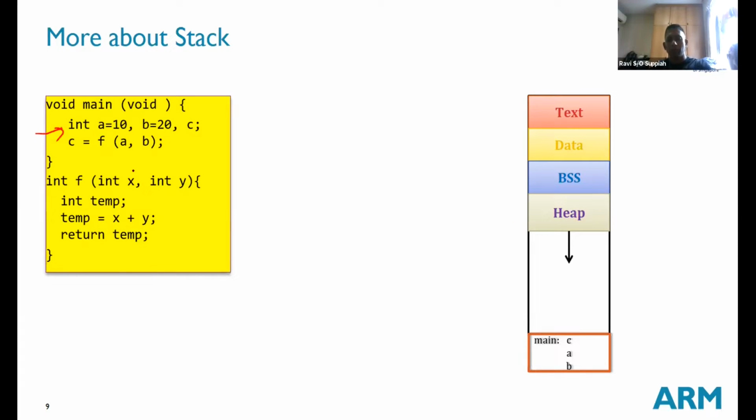Okay, so what is going to happen? If you look back here, in the stack we are creating three variables. A, C, and B are local variables that are created within the main function, so they are stored on the stack.